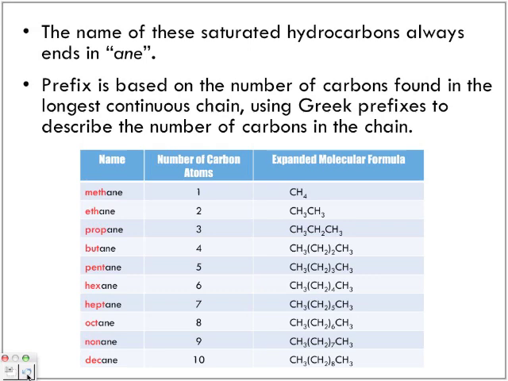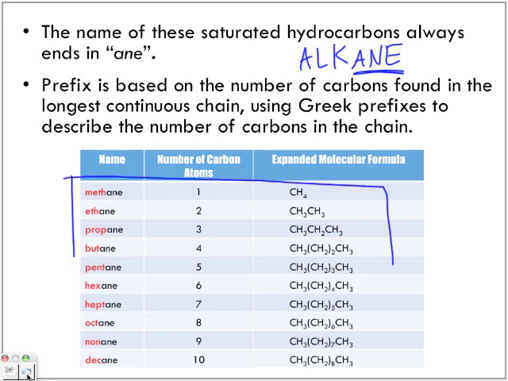The name of these saturated hydrocarbons always ends in ane. So think of the word alkane, the A and E. So all of these saturated, only single bonds between the carbons, all end in A and E. Now, the prefix is based on the number of carbons found in the longest continuous chain using Greek prefixes. Now, there is an exception to the rule, and that is for the first 4 hydrocarbons, which actually don't.